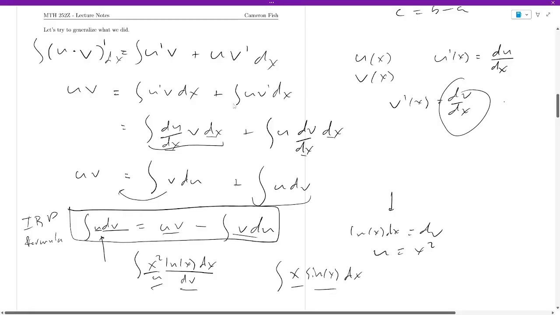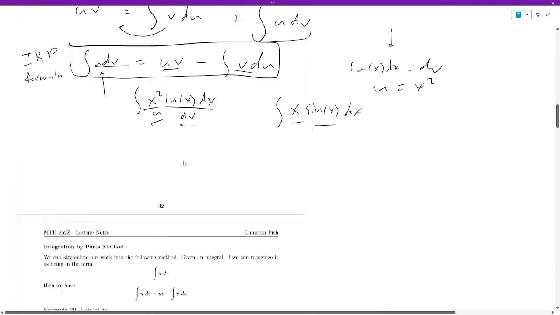Okay, so you don't have to know this story that I told, the derivation. We're mostly going to be using it, but I did want to give you some idea of where it's coming from.